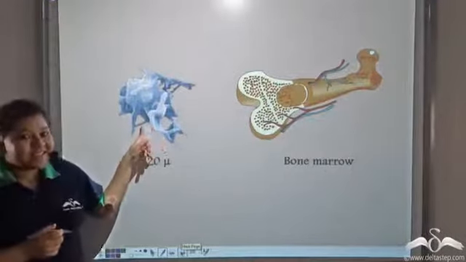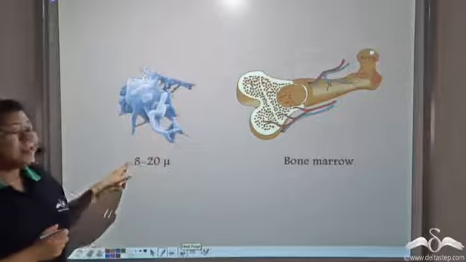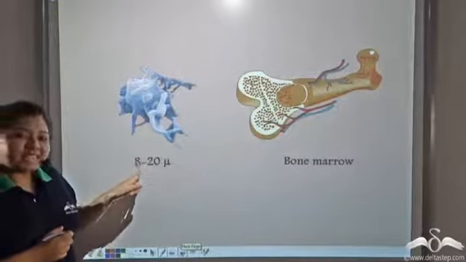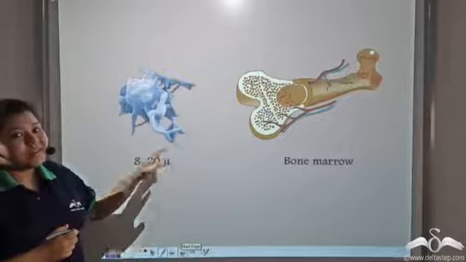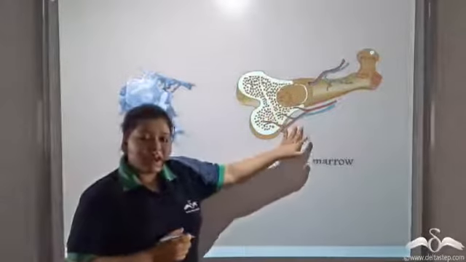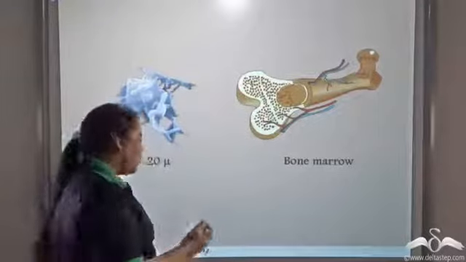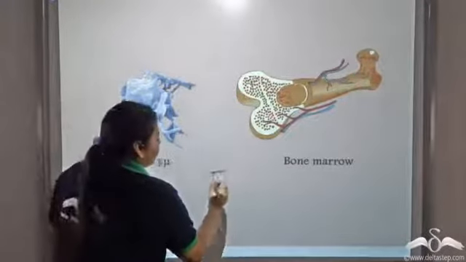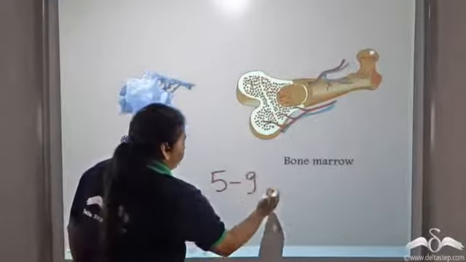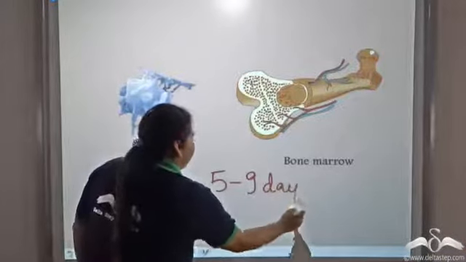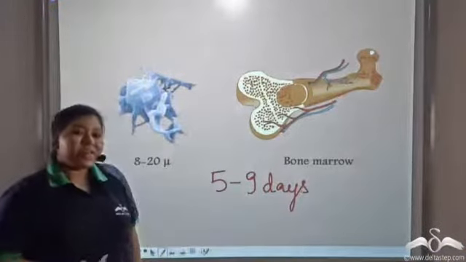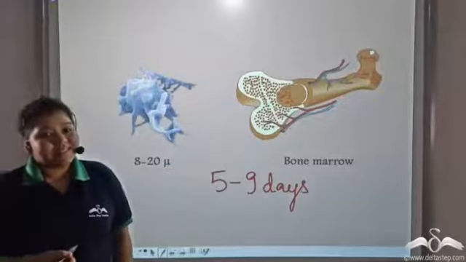This is a platelet. It has a diameter of about 8 to 20 microns. It forms in the bone marrow, and its lifespan is about 5 to 9 days, after which it gets destroyed in the blood vessels.